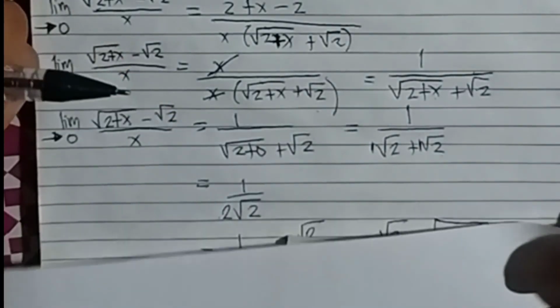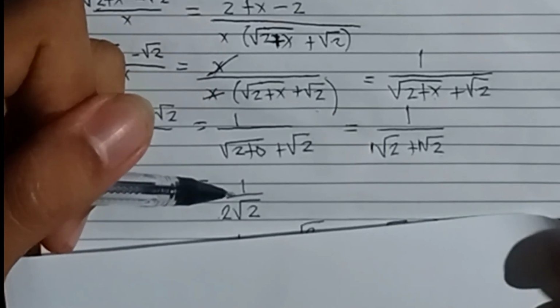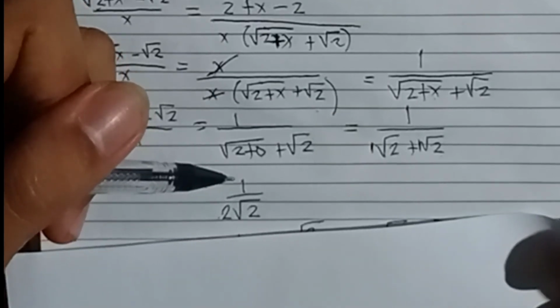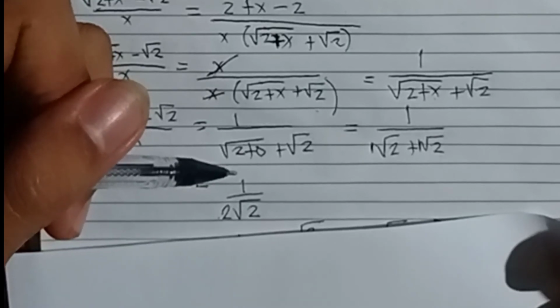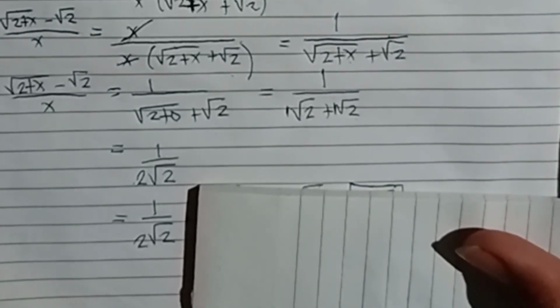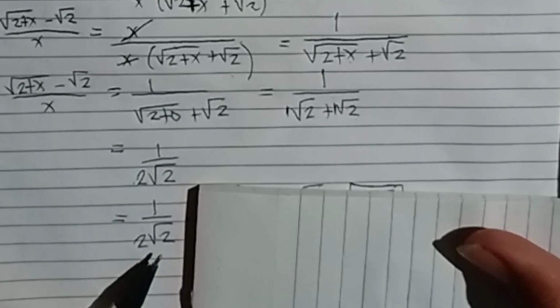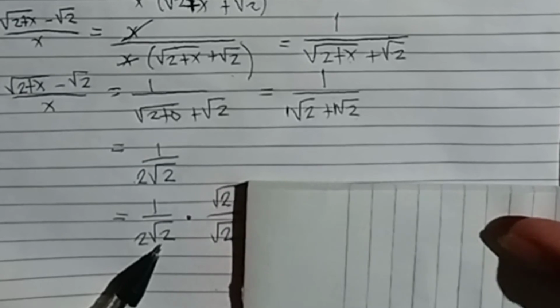But, di pa tayo dyan nagtatapos. Since yung radical niya ay nasa denominator, we have to rationalize the denominator. So, in rationalizing denominator, we just have to get the radical part dito sa ating denominator, which is square root of 2, and multiply it to both numerator and denominator.